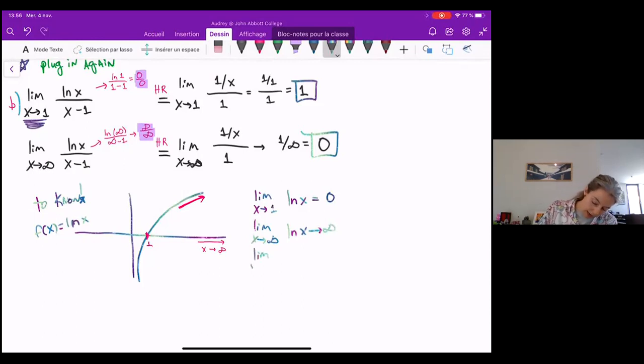Now the limit as x approaches 0 from the right. Here my x value is going to 0 on the right side. What's happening to my y values as I let x get closer and closer to 0? If we follow that graph down, we can see that those y values are getting smaller and smaller forever. So the limit as x approaches 0 from the right of ln x goes to negative infinity.